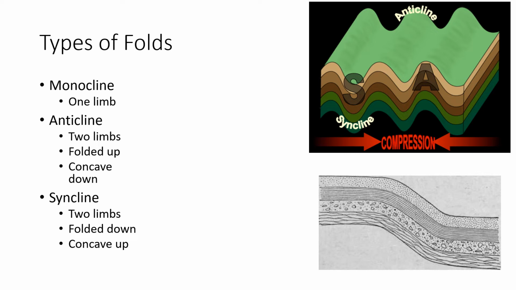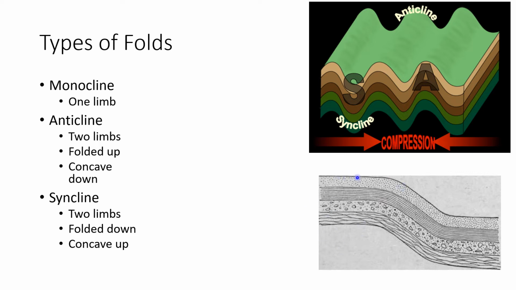So if we were to look at it on this diagram, we have a syncline, which is going to be pointed down, and then an anticline, which is going to be pointed up. So we have this where it's folded up, but it's concave down, so it opens down here. The syncline opens up here, and then a monocline is going to look like a ramp, where you just have one limb folded down, but it doesn't fold back over in this area.